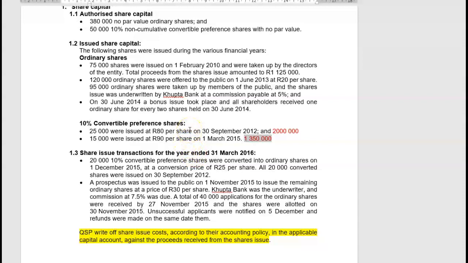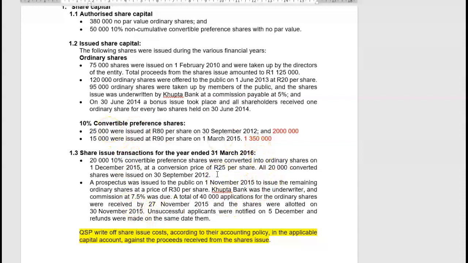So share issue transactions for the year ended 31 March 2016. 20,000 10% convertible preference shares were converted into ordinary shares. So I need to know how many convertible shares there were. Into ordinary shares on 1 December 2015 at a conversion price of 25 Rand per share. All 20,000 converted shares were issued on 30 September 2012. So it all came out of that issue. And they say that 20,000 of that 25,000 shares were converted.